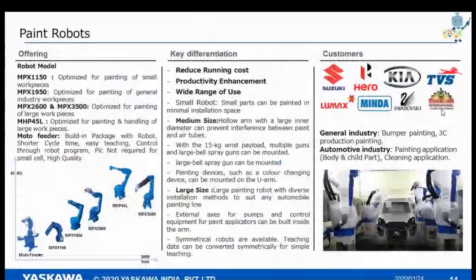Next is the paint robot. Because of humans working overall in the paint booth, there are a lot of issues with their life cycle, their lungs and all. So because of that, every company deploys robots for painting. We have a variety of robot models with different payloads and reach, and we supply not only to automotive but also non-automotive, like a diamond manufacturer, Swarovski, the tractor industry, and Kia's latest facility, where they are using more than 80 robots and the complete car is painted by robots.